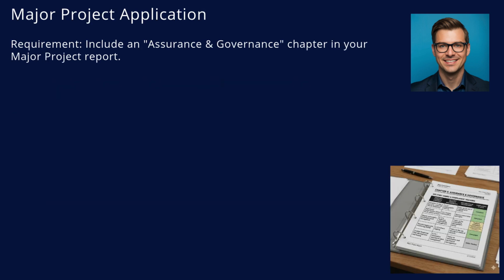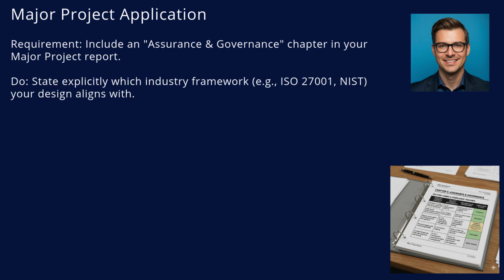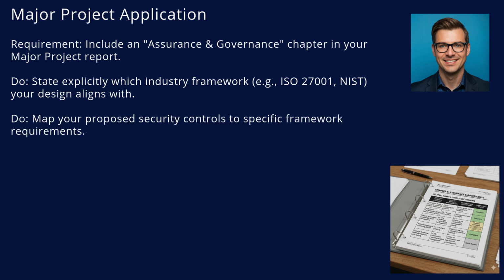When executing your major project, K47 is what elevates your report from a technical manual to a professional business document. You must include an assurance and governance chapter. You must explicitly state your alignment. Tell the assessor exactly which industry framework, such as ISO 27001, SOC 2, or the NIST CSF, your proposed security architecture aligns with. You must visually map your work. Provide a table that links your proposed technical security controls directly to specific requirements within that chosen assurance framework.